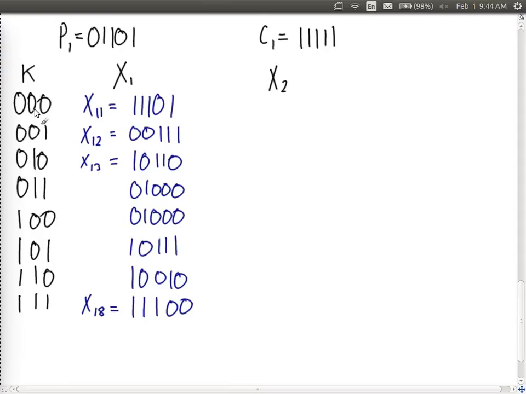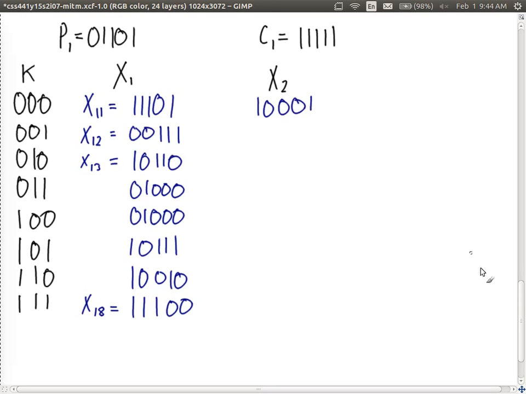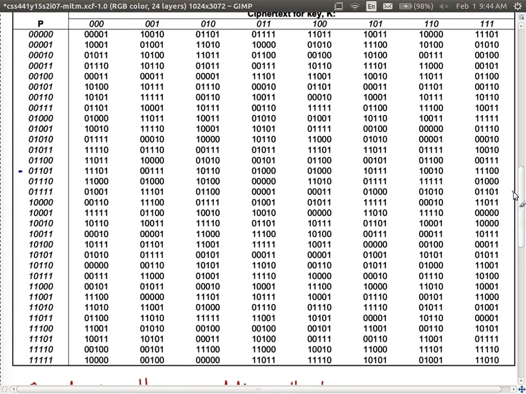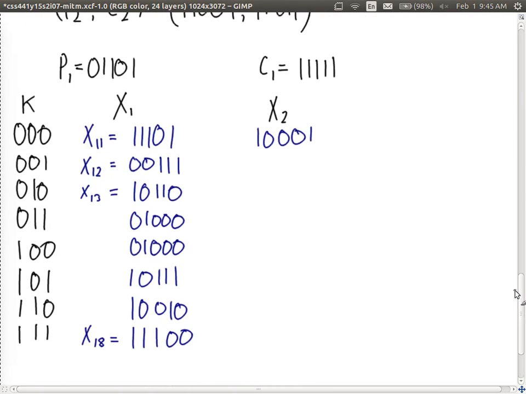What do we get for the first value of x? 10001. We did that before. Let's just check that. The key was 3 zeros. The ciphertext, 5 ones, which is here. Decrypt this and you get 10001, and then we do that for the next key. This is the x value, x21 we'll denote it as. And you keep going with the other keys.